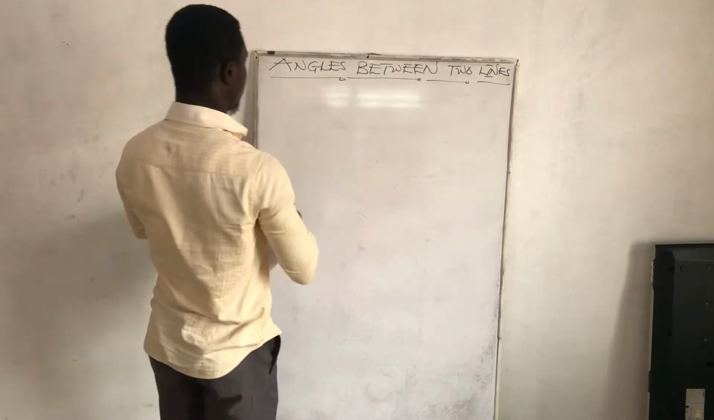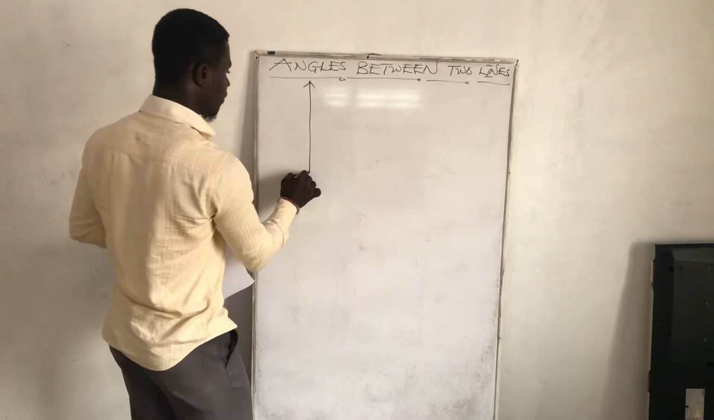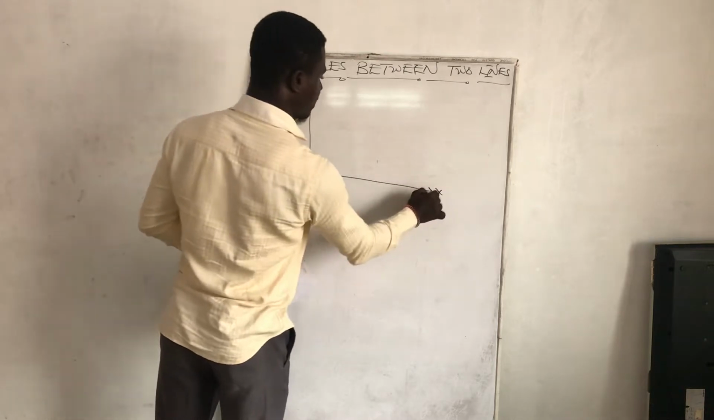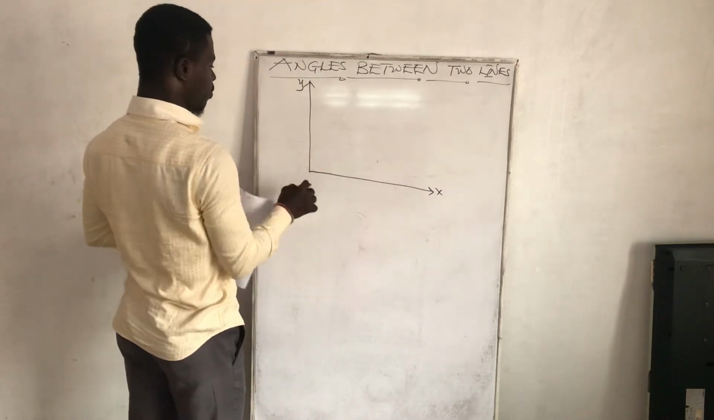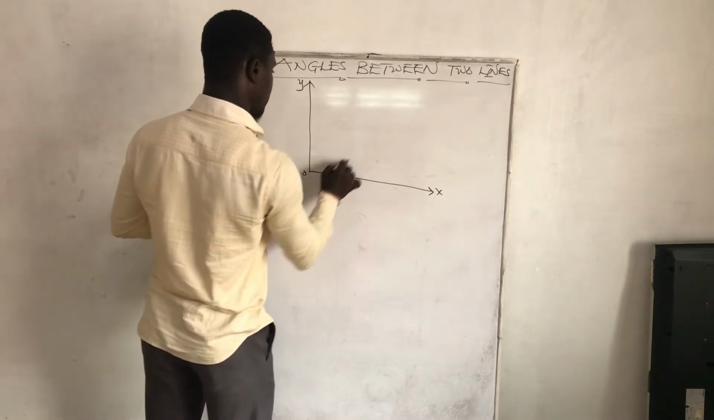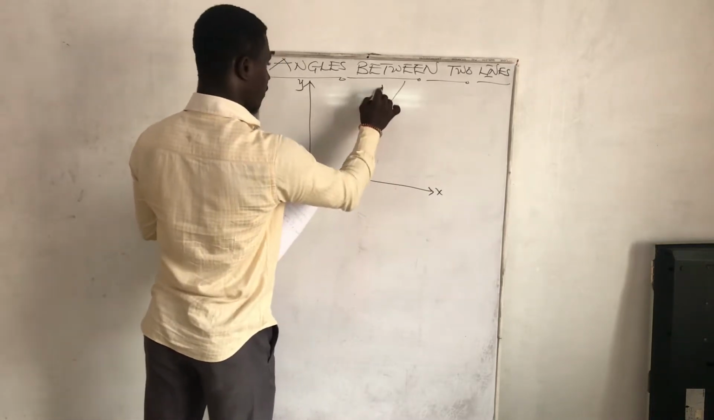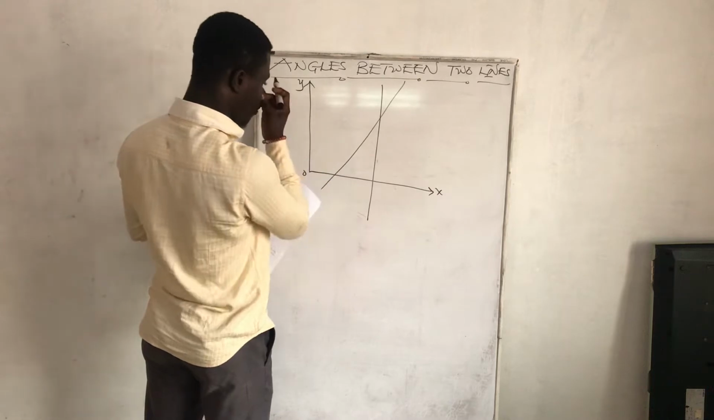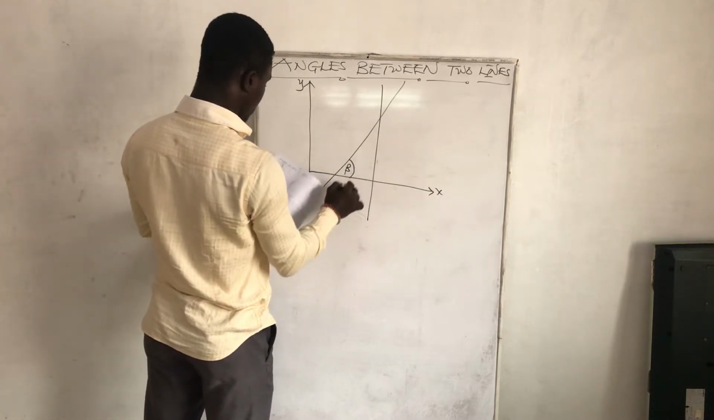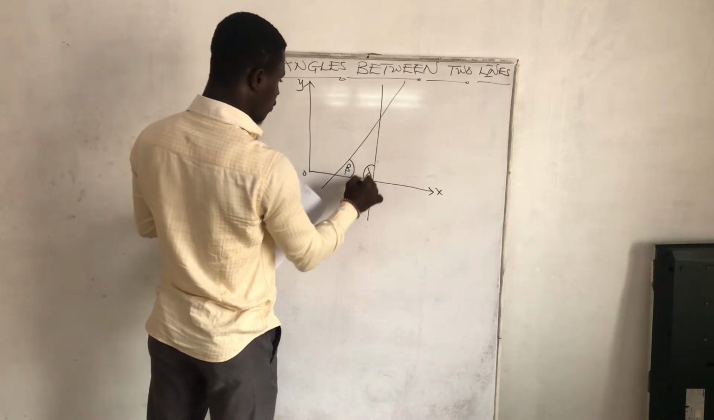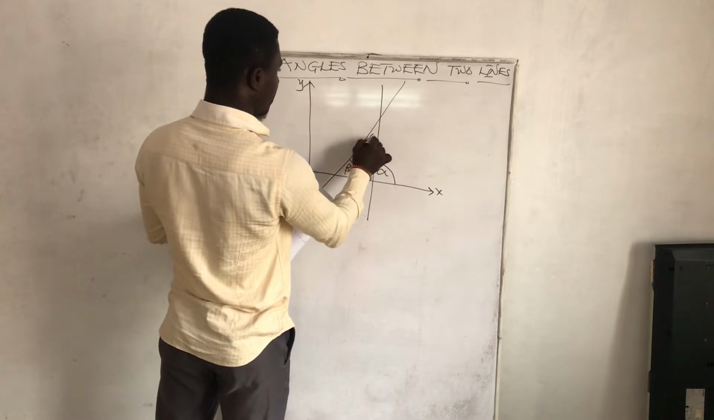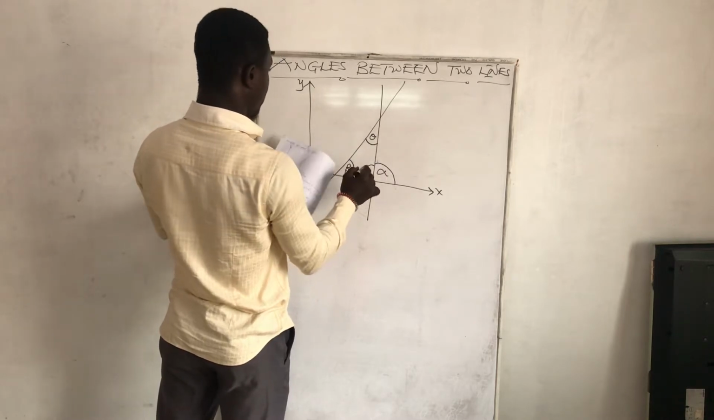So now, let's see this diagram here. Positive x-axis, positive y-axis, then I have my origin. Let's assume that I have an angle here known as beta, here lambda, and here alpha. Then here I have my theta.